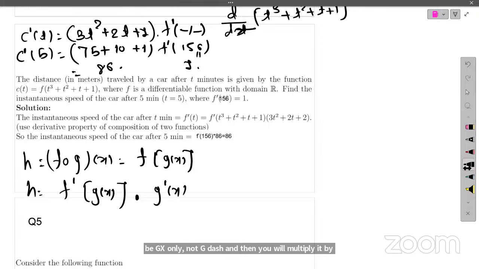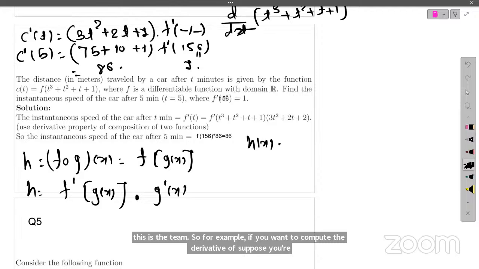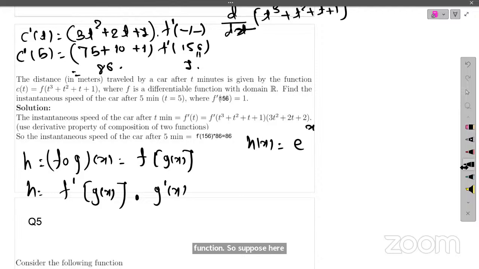So for example, if you want to compute the derivative of, suppose h of x is something like e to the power x square plus x by 2. Suppose this is our function. Now this is a composite function, we can easily observe. One is an exponential function and then some polynomial is there.